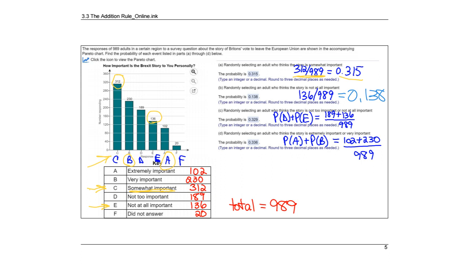And then finally on the bottom, it's extremely important or very important. That would be A and B. So same thing. The word or tells me to add, and then put it in your calculator.